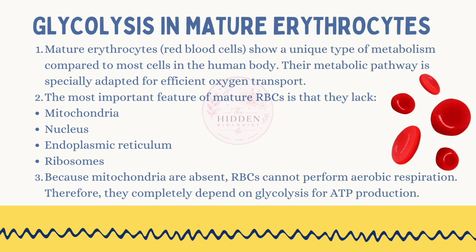The most important feature of mature RBCs is that they lack mitochondria, nucleus, endoplasmic reticulum, and ribosomes. Because mitochondria are absent, RBCs cannot perform aerobic respiration such as the TCA cycle, oxidative phosphorylation, and electron transport chain. Therefore, they completely depend on glycolysis for ATP production.